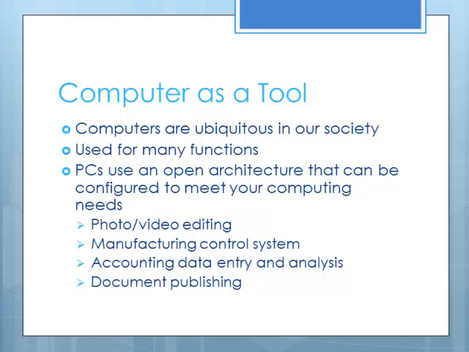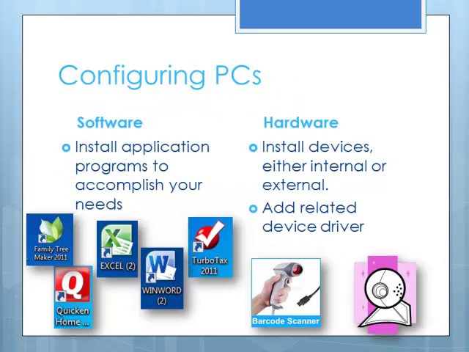Some of these clearly you can understand, but I put like manufacturing control system. There's things for monitoring processes that are going on. So there's just many different ways, and sometimes you need to add different software and different hardware to make your computer accomplish these goals. So what do you need to do? We're going to learn how to install application software, and I've put some examples there of your Microsoft Office tools and a few other things.